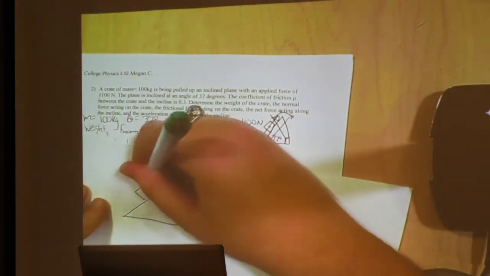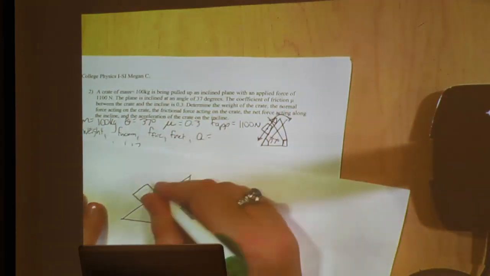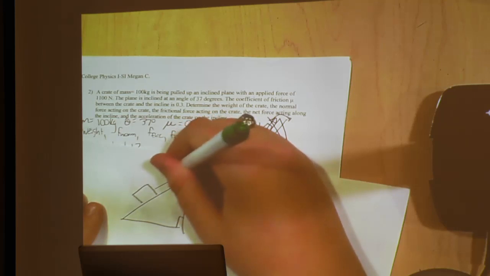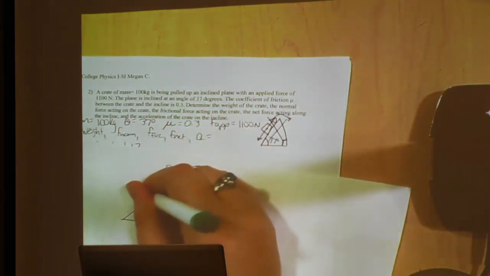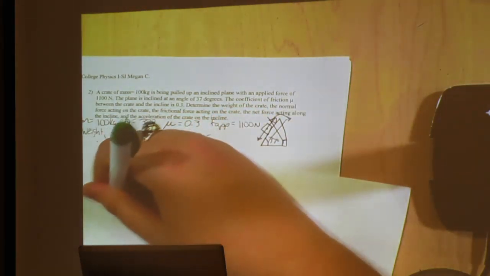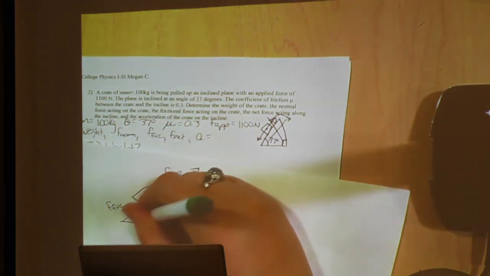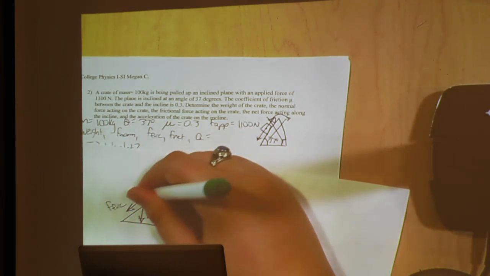So we have a box. It's being pulled up. Here we have a right angle. This is our force applied, F app. We're going to have a force of friction acting downwards. We're going to have our weight. And then we're going to have the normal force by the surface, right?